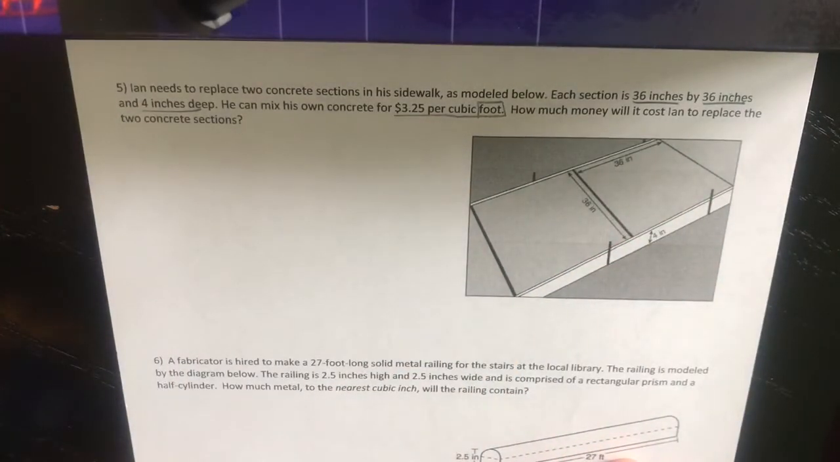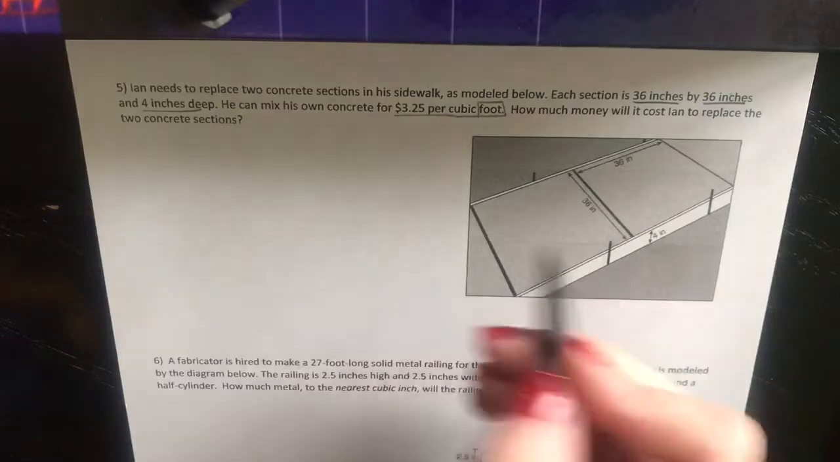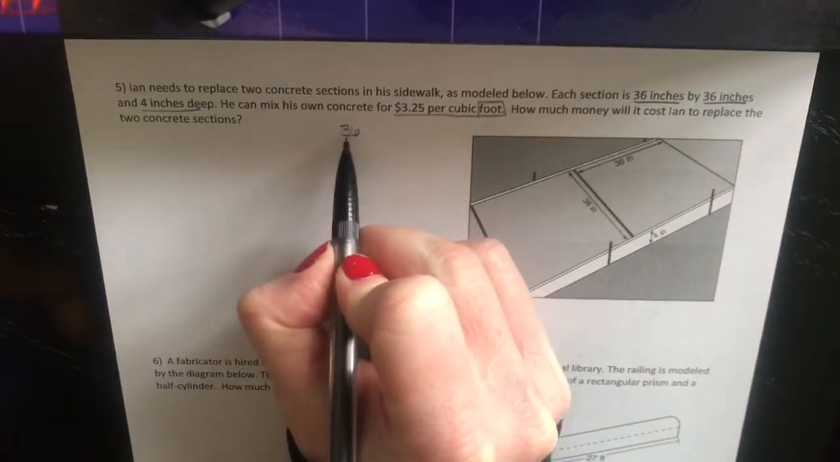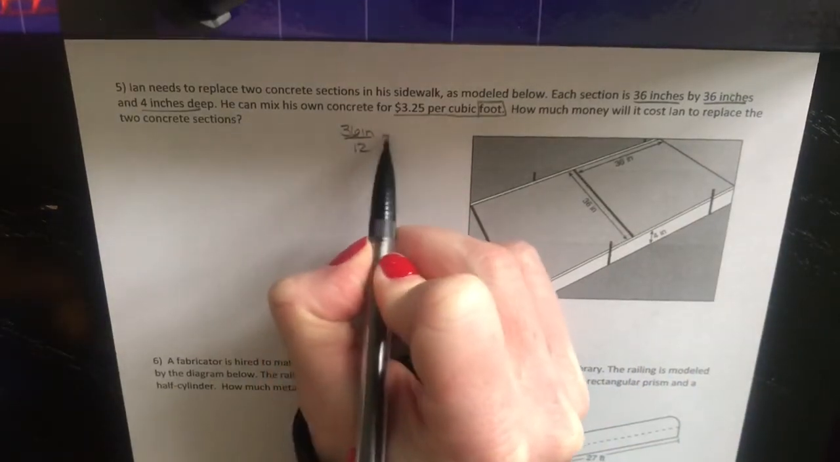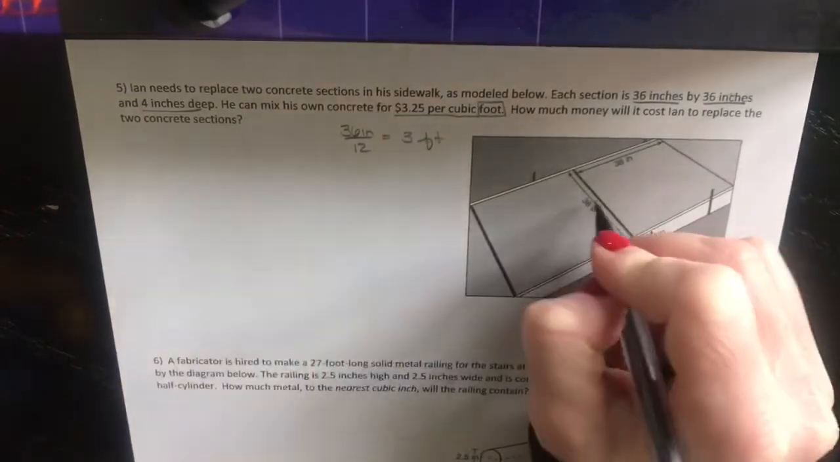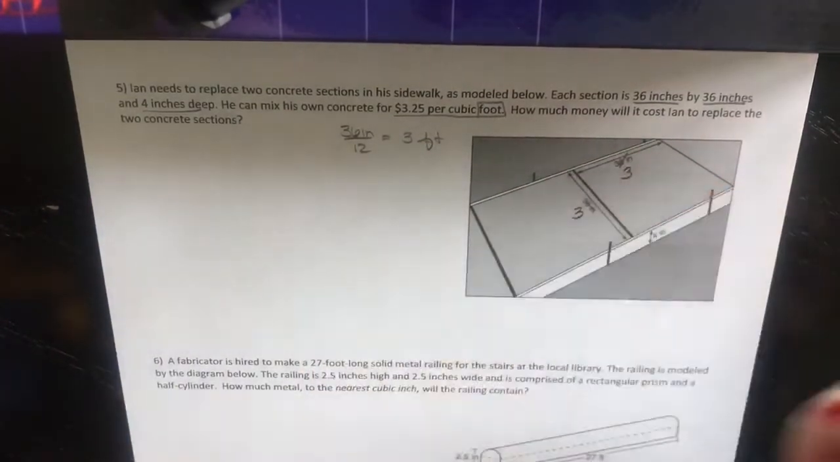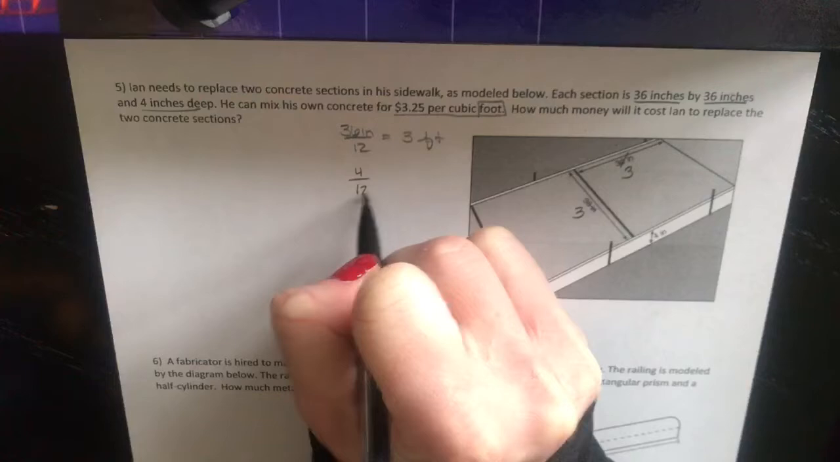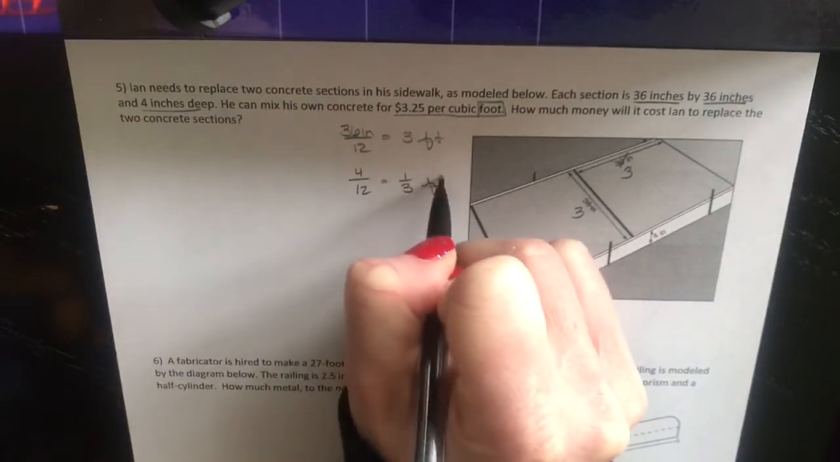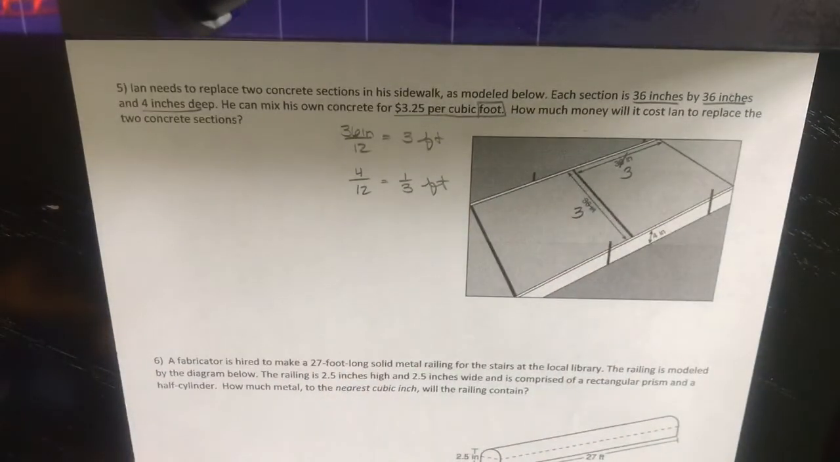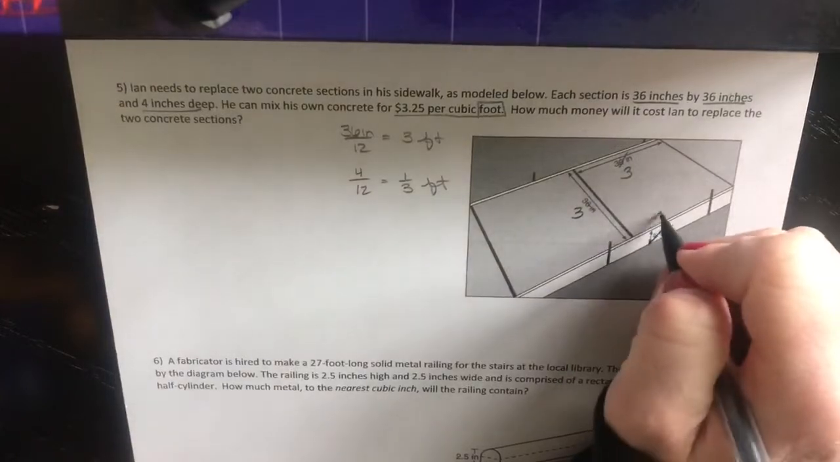So easiest thing to do is convert right off the bat for this problem. I'm going to say 36 inches, right? I'm going to divide that by 12. That's 3 feet. So this is really 3 feet. This is really 3 feet. 4 inches divided by 12 is 1/3 of a foot. It's 0.33333, so it's 1/3 of a foot. So I'm going to change this to a 1/3.